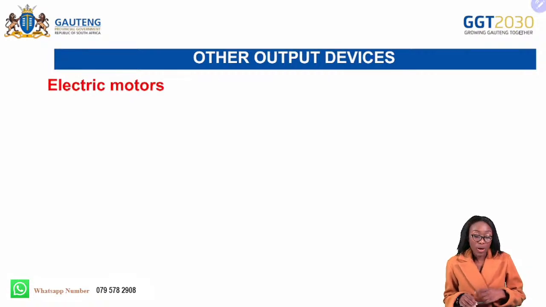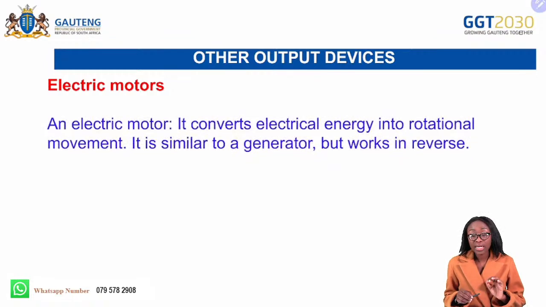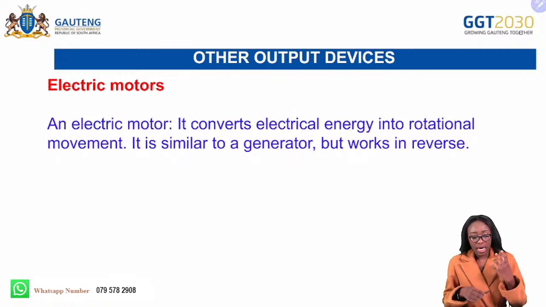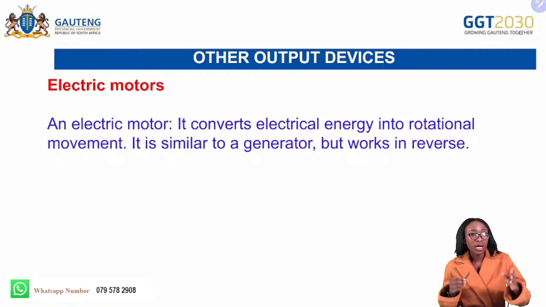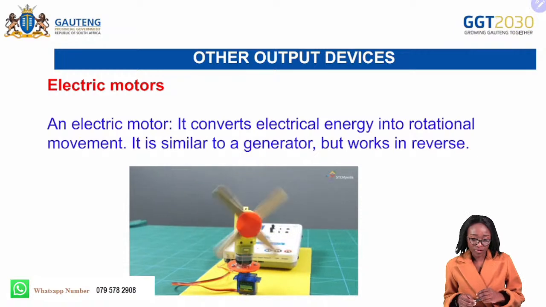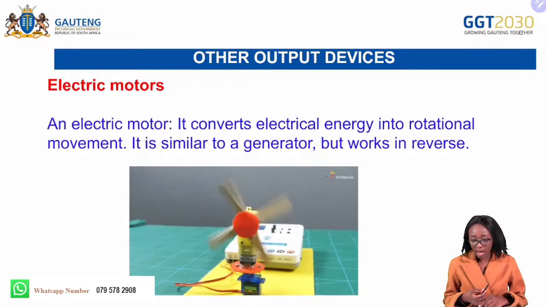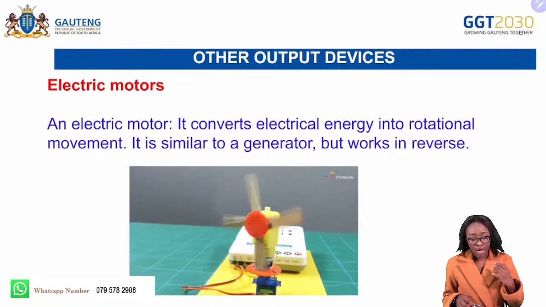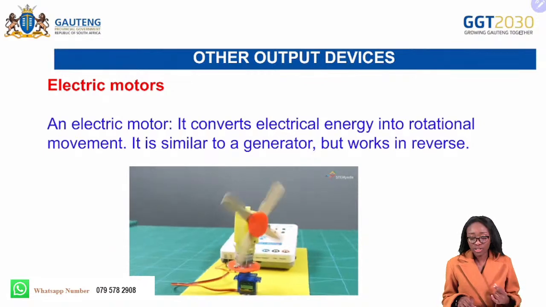And now, electric motors. These ones are also output devices. So an electric motor converts electrical energy into rotational movement. So you find them mostly in fans as well. Remember, a fan is rotating to move the air fast and to make the room cooler. So it is similar to a generator, but it works in reverse. So there is my electric motor converting electrical energy to rotational energy.